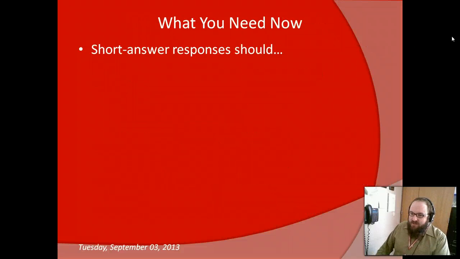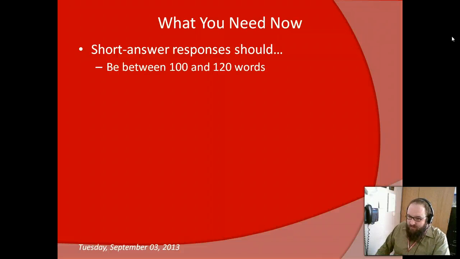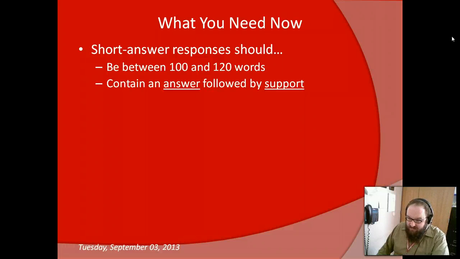What you need to know now: short answer responses in my class, and from this point forward in your college classes as well, should be between 100 and 120 words, unless of course a professor specifies something else. It should contain just two things: an answer followed by support. That's it. Now, really, you're getting that when you write the AEC response, because an assertion is the answer and your evidence and commentary is support. But these are the only two words I like to use in talking about short answer questions: answer and support. And the reason is I don't like to use the term evidence.